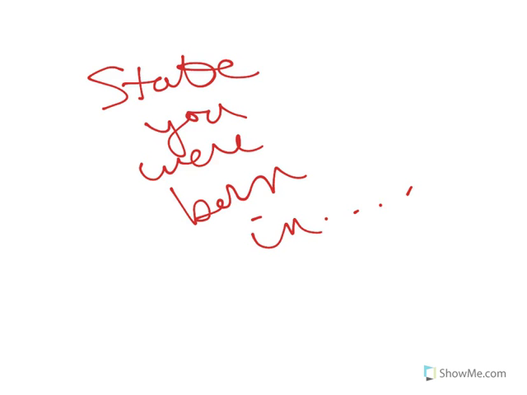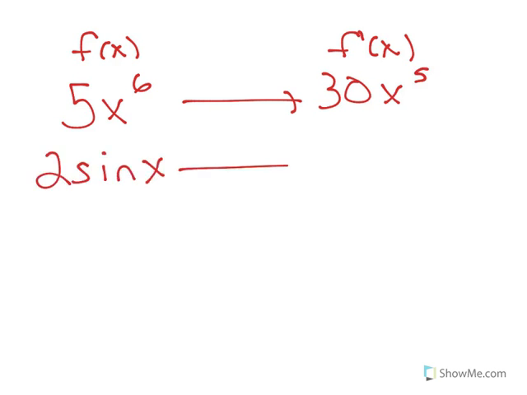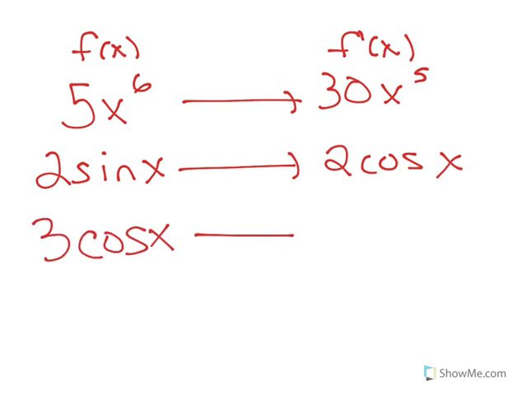So up to this point we've been using the power rule and the rule for sine and cosine, which work as follows. If f of x is 5x to the sixth, then f prime of x is 6 times 5 is 30, x to the fifth. If we have 2 sine of x, the derivative is 2 cosine of x. And if we have 3 cosine of x, the derivative is negative 3 sine of x. That's all the rules we have so far.